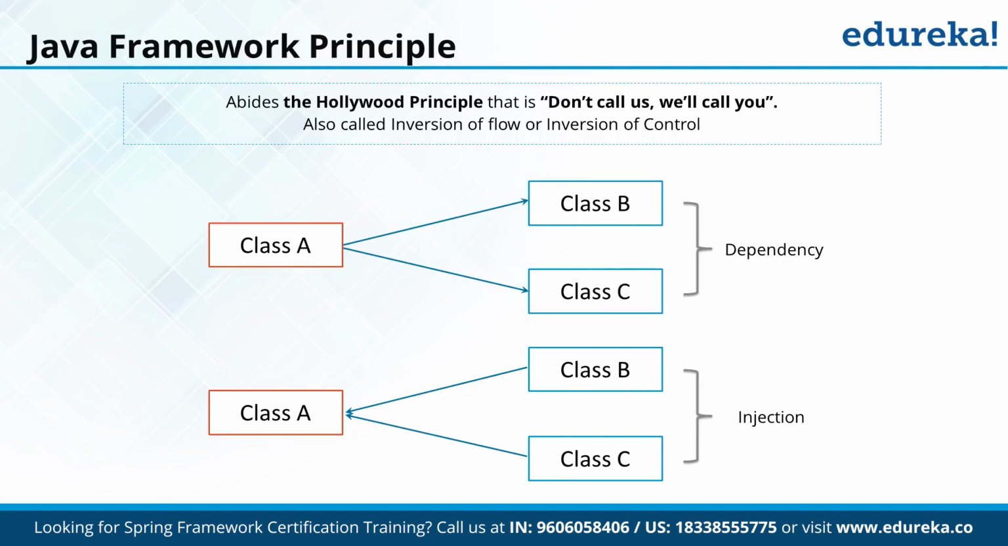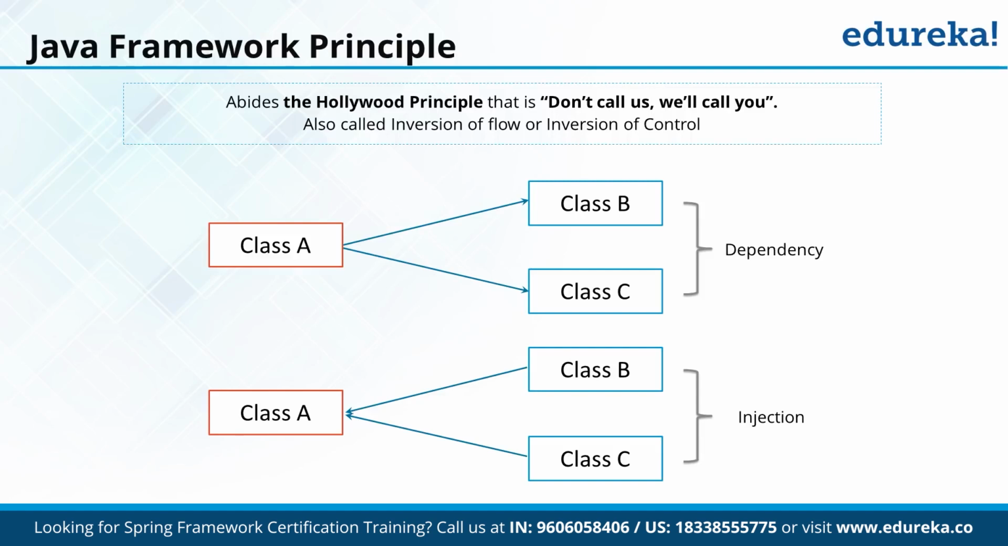Or you can say it is the other way around, right? So if B and C are dependent on A, or A is dependent on B and C. So how can we solve such problems? Spring Framework is one of the key frameworks which focuses on inversion of control, with the key principle being dependency injection. So that's what we're going to discuss.